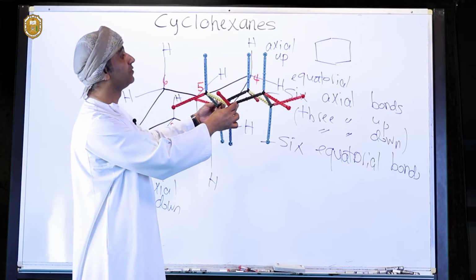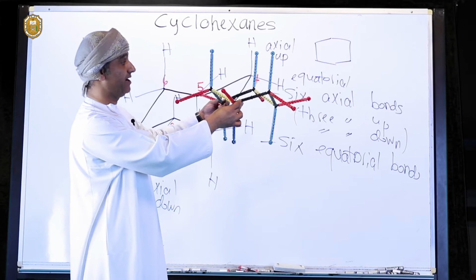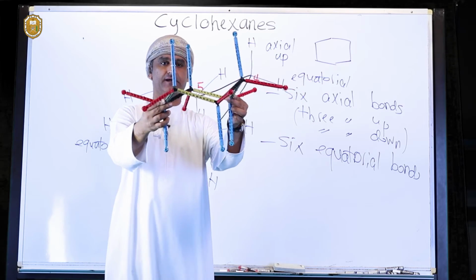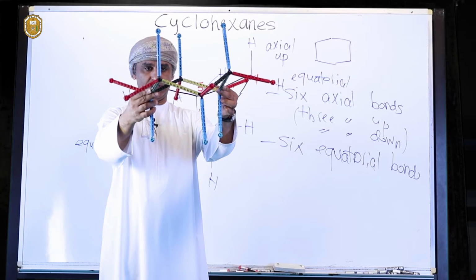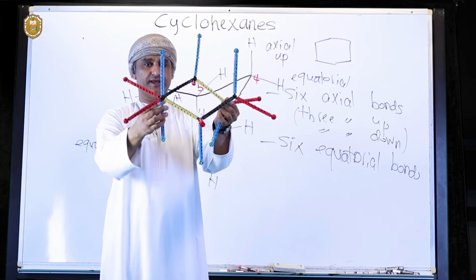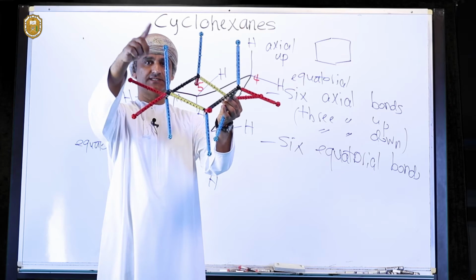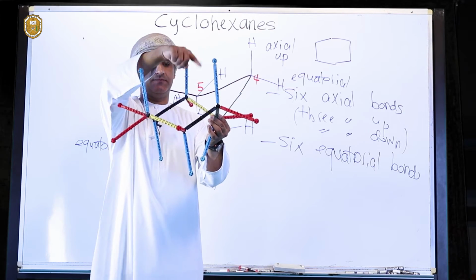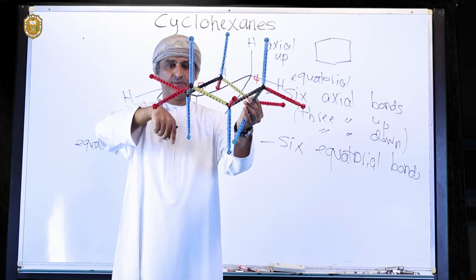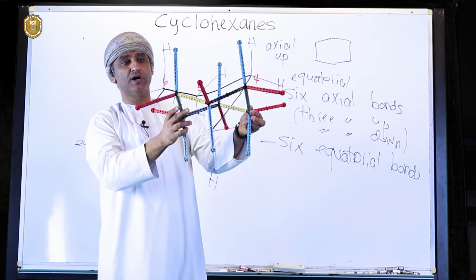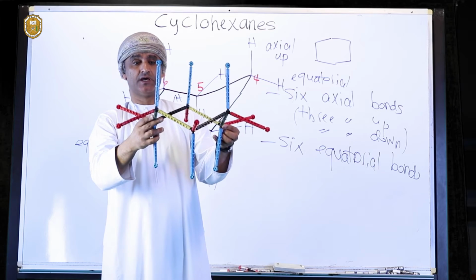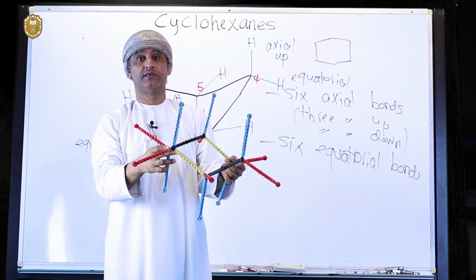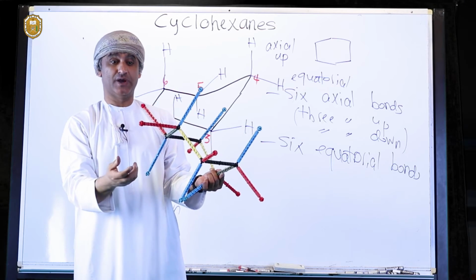If you look at the blue carbon-hydrogen bonds, 3 of them point up, and the other 3 point down, in an alternating way. So you get an axial up on one carbon, then axial down on the next, axial up, axial down, axial up, axial down. The ones which are represented horizontally are called equatorial bonds. Of course, the term equatorial comes from the equator.